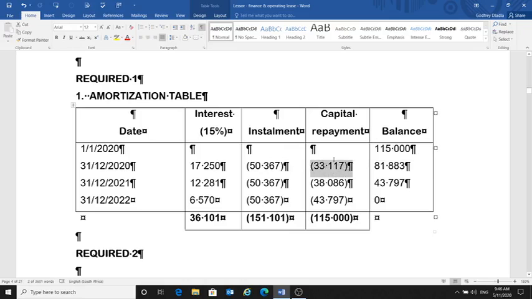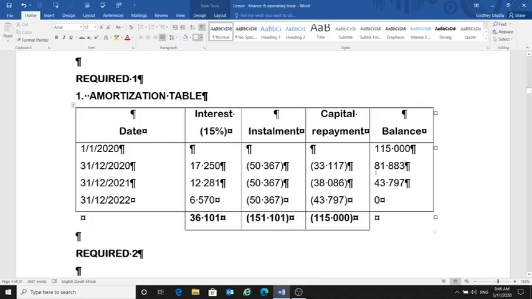To get this figure, you must take this and that. They will give you this 33,117. Okay, 50,367 minus 17,250 gives you the 33,117. Right. So you always do it like that. It will always give you that. Right. Now, the closing balance by end of the first year is 881,883.